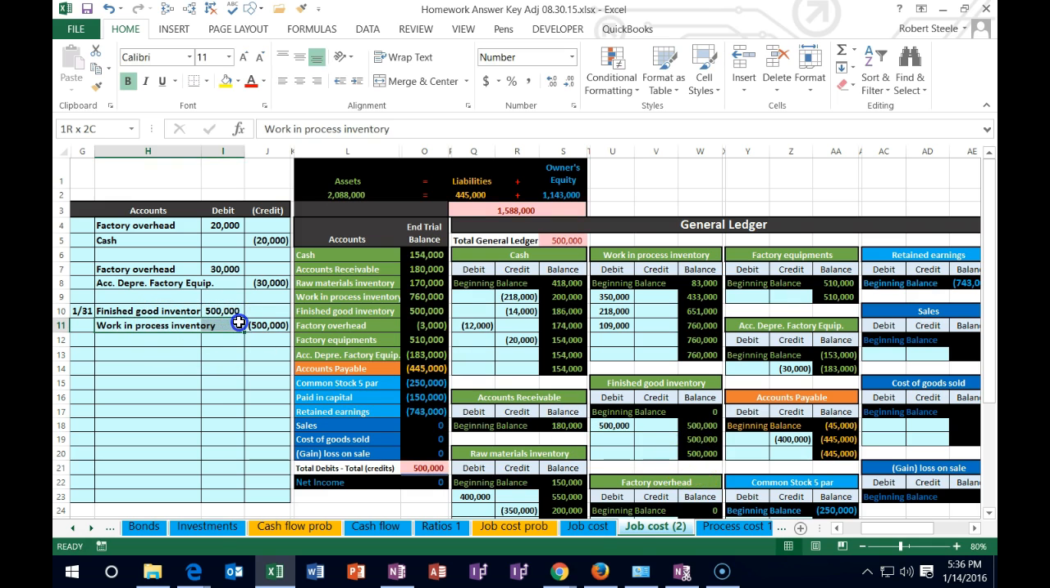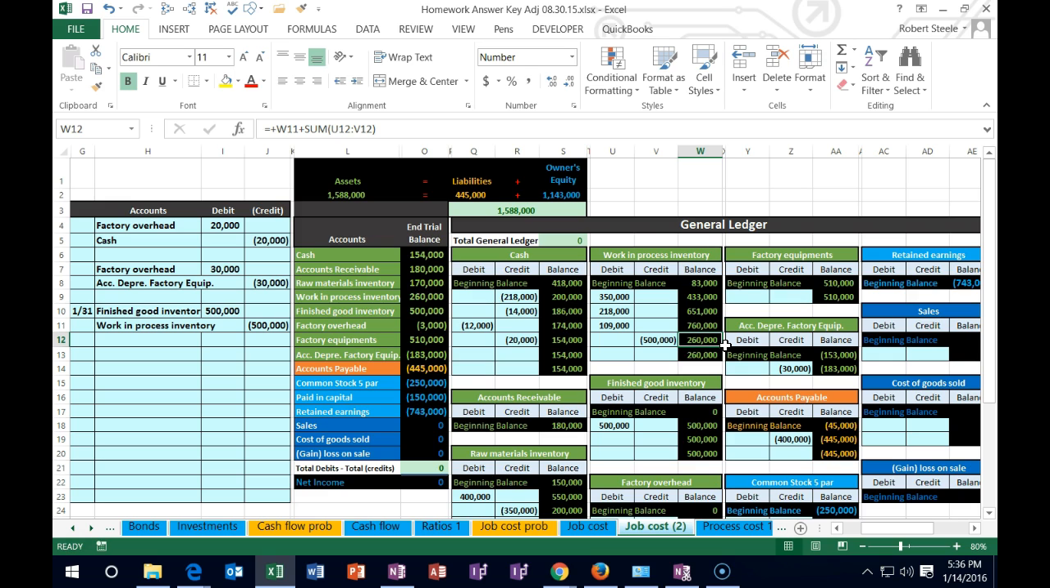Then we're looking for work in process. Here it is on the journal entry. Here it is on the trial balance. And work in process is right here. We are on the credit side this time, reducing work in process in cell V12, equals, and pointing to 500,000, bringing our balance down. Now note that what we did is we brought down the work in process to 260.